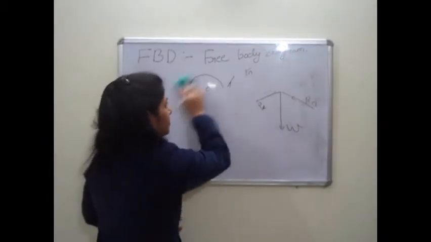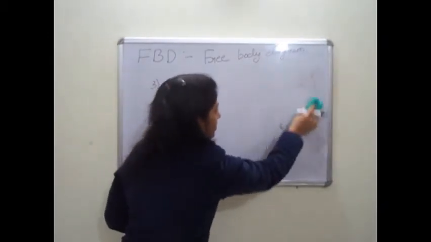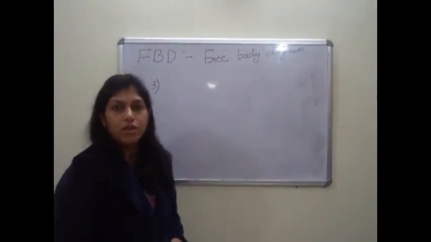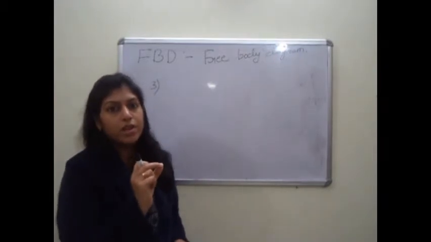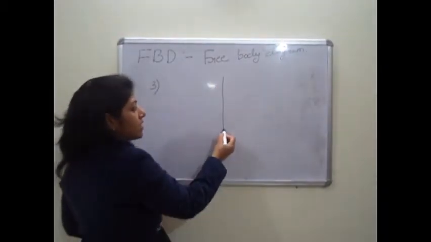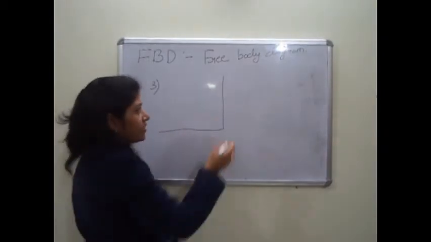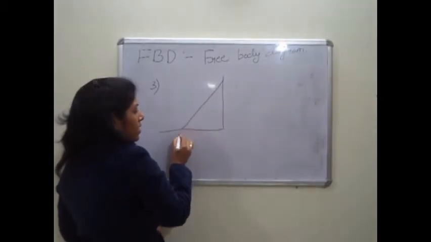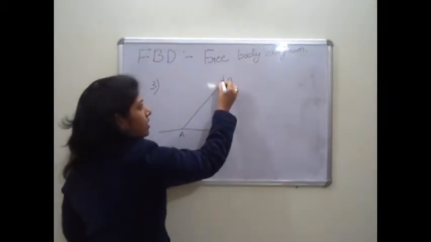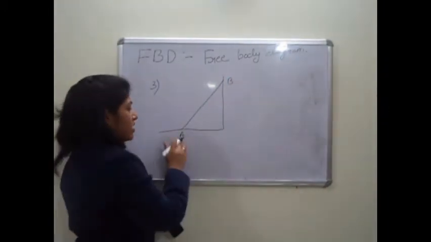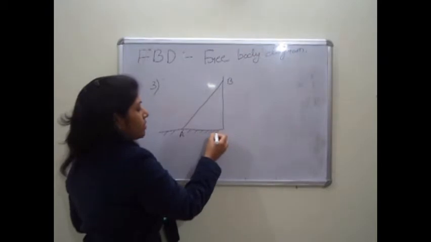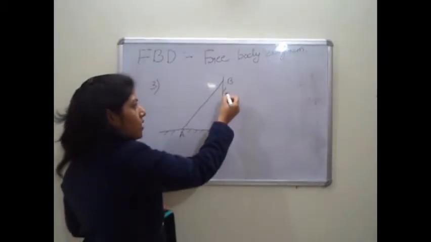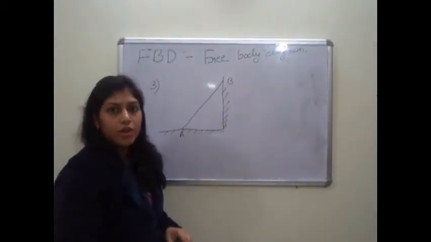Another example: a bar which is resting on a horizontal and a vertical plane, or we can consider any ladder resting on the vertical plane and horizontal plane at point A and point B. The bar is supported at point A on the horizontal plane and at point B on the vertical plane. In this condition, what will be the free body diagram?